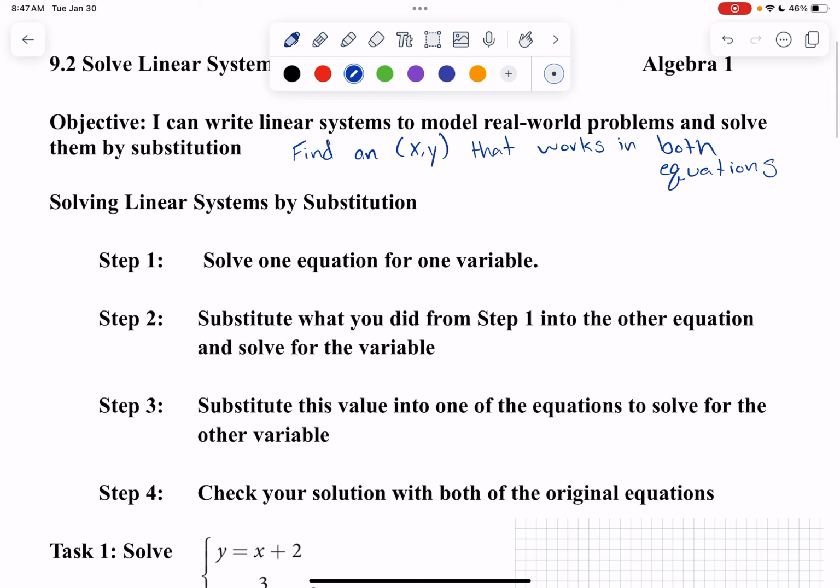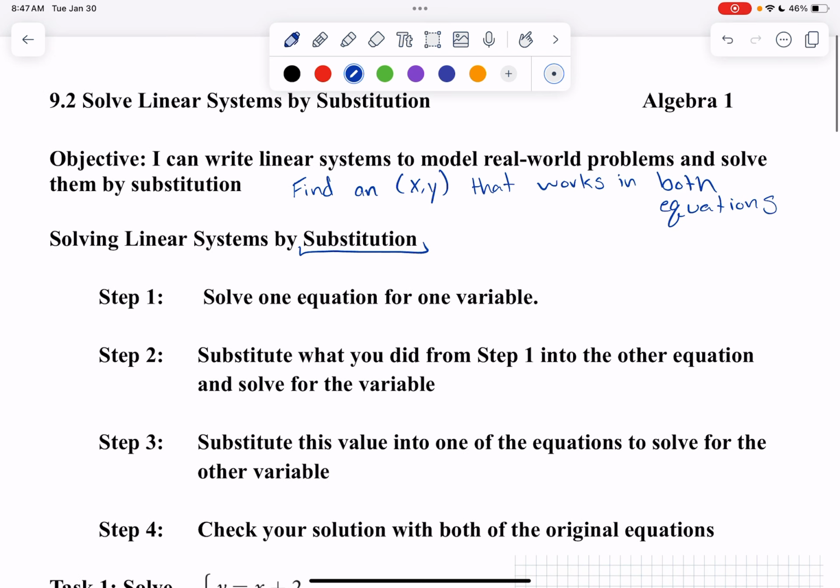Okay. So here's the steps of the method. I broke it down to basically 4 steps. But basically we're going to be substituting, meaning replacing one thing for another. That's what substitute means. So our first step is to solve one equation for one variable. Now, the equation you pick, this step, first of all, isn't always necessary. So this step, you don't always have to do it.